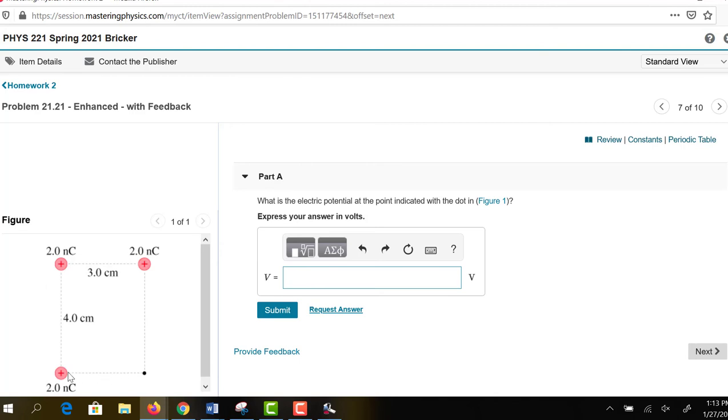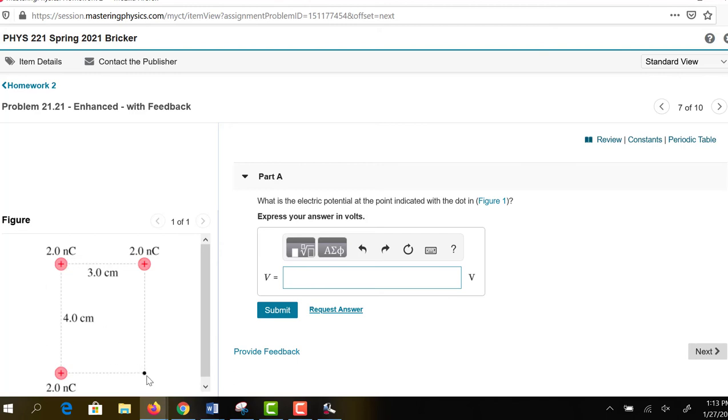You know, use KQ divided by, and this is the Q I'm talking about, KQ divided by 0.03 meters to figure out the voltage at this spot because of this one. Now pretend lower left and upper right don't exist. Figure out the potential at the dot because of the upper left one, KQ divided by this distance. And you can get that distance.